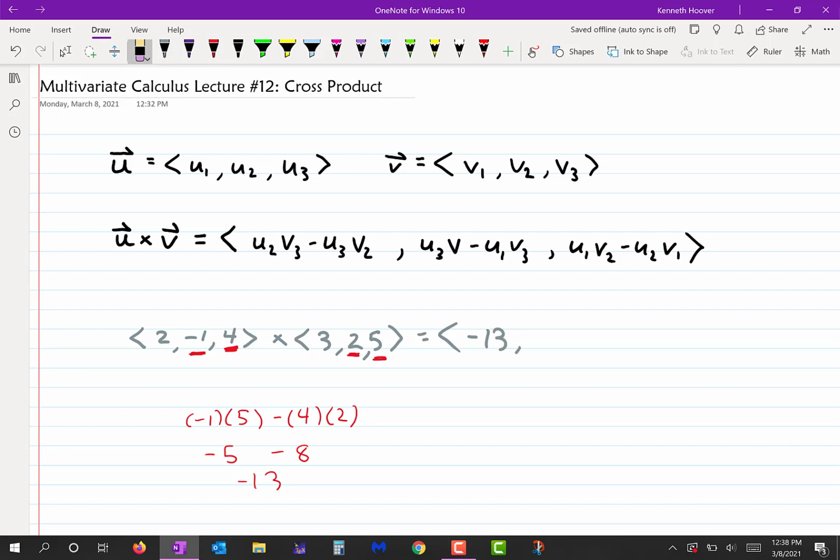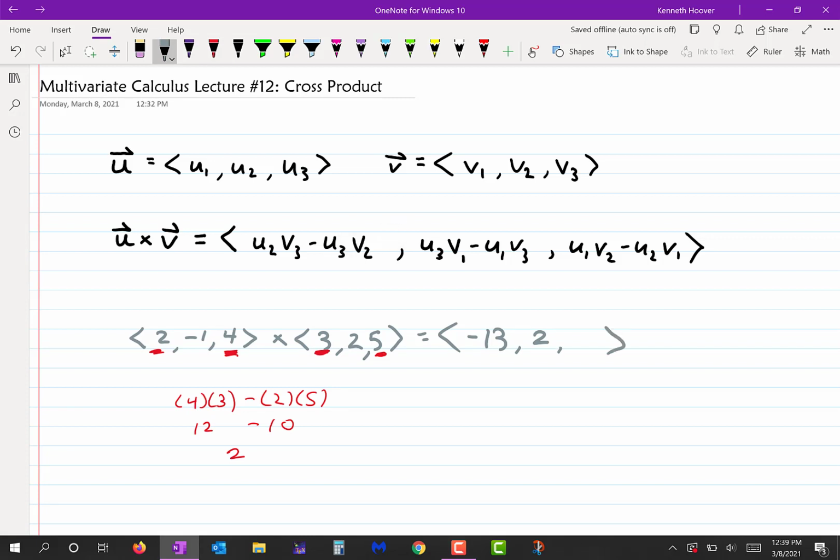Okay, let's find the middle component. For the middle one, we have 4. Oh, it looks like I left a number off up there. Let me fix that. That v should have a v1. There we go. So we do 4 times 3 minus 2 times 5. That would be 12 minus 10, which is 2. So that goes in the middle.